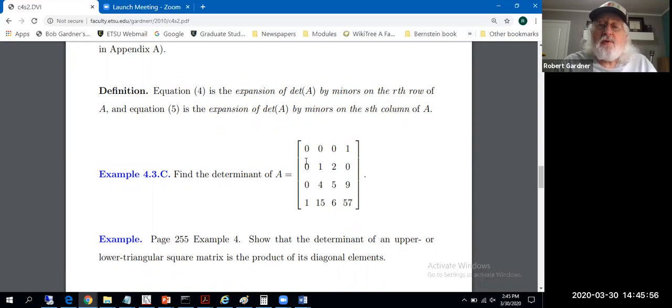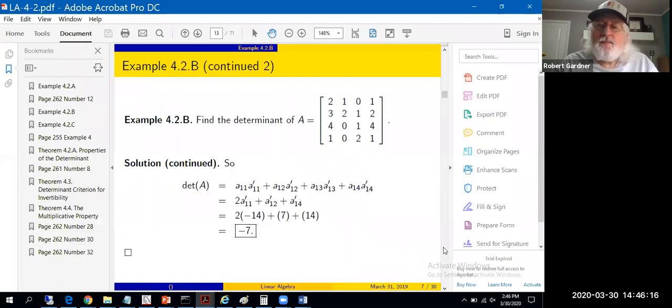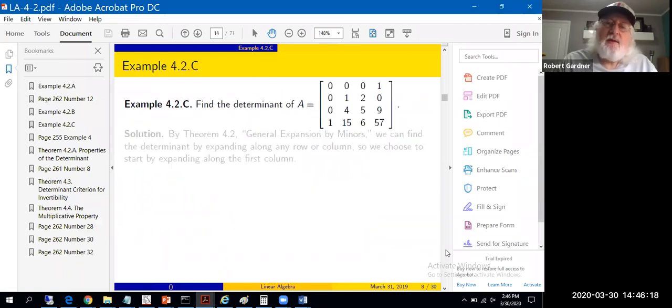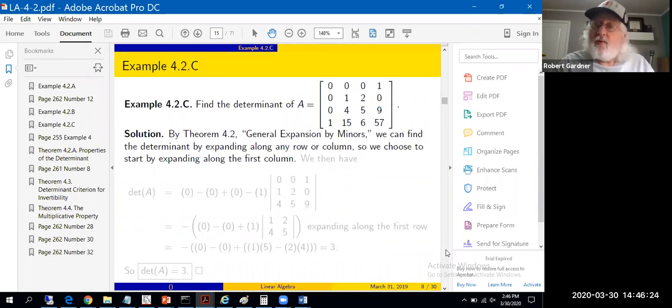See lots of zeros, loads of zeros in the first row. Nothing wrong with the first row. Loads of zeros in the first column. For variety, let's use the first column. Also, geez, that 15 and 57, the arithmetic could be ugly, but if we think ahead, maybe we can work our way around that, depending on how we expand. All right, I say, let's use theorem 4.2, and let's expand along, I choose the first column. If you want to choose the first row, you go right ahead, there's nothing wrong with that.